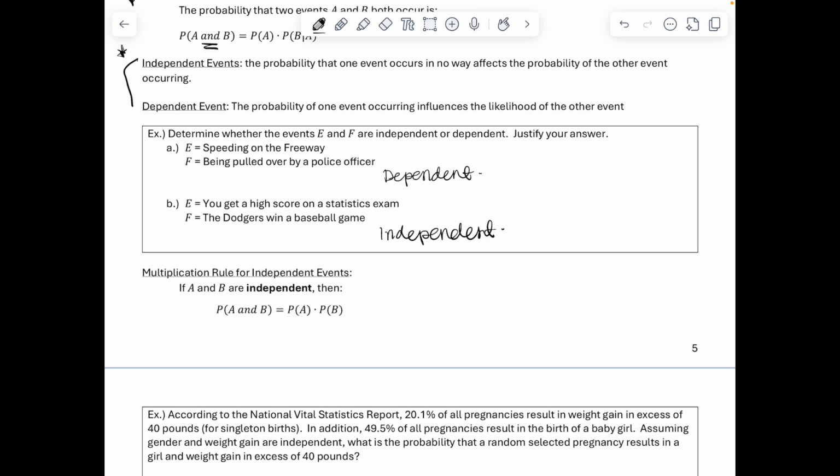We have another formula right below at the bottom of the page, and this is the multiplication rule for independent events. It says if A and B are independent, then the probability of A and B is the probability of A times the probability of B. And again, this only works if they are independent, but definitely a formula to know.